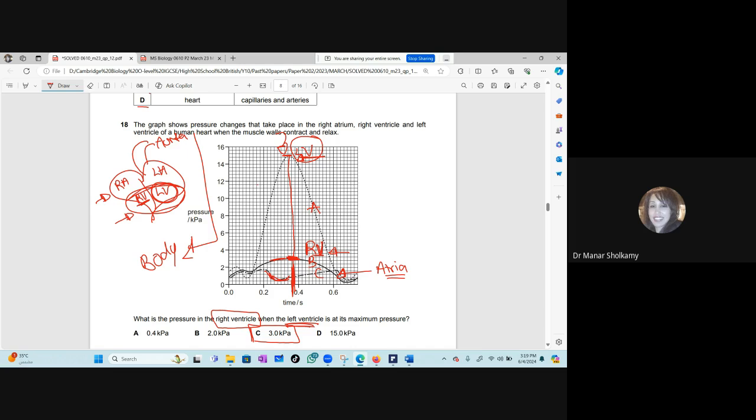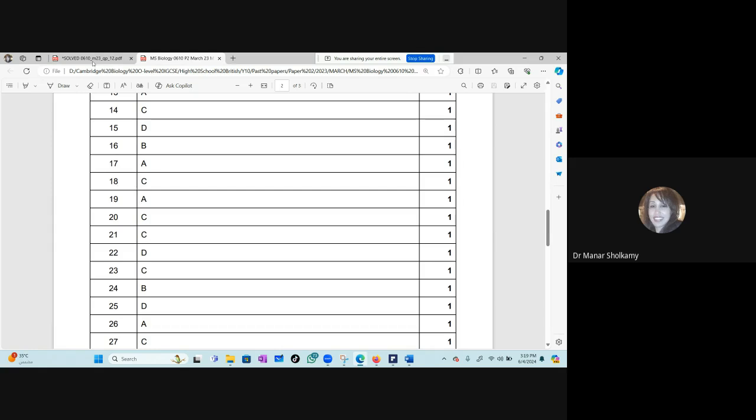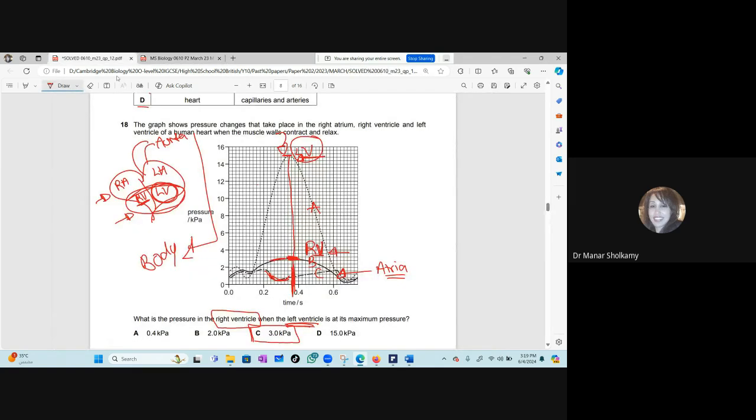18C. Did you understand 18? Yes. 18 is tricky. Okay. Now let's always make sure in tricky questions, 18C. Okay. I hope you understand. I'm going to highlight it for you so that you can go back and look at it.